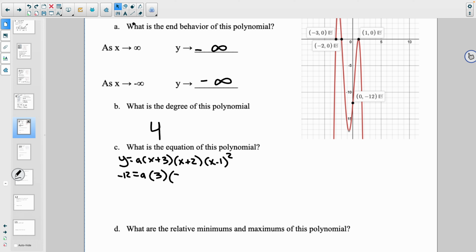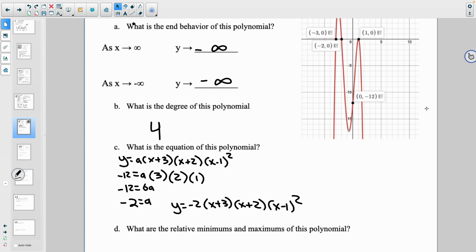This is just going to be 2. 0 plus 2 is 2. 0 minus 1 squared is just 1. Remember, it's still going to be positive. So 3 times 2 times 1 is 6, so we get negative 12 equals 6a. We divide by 6, so we get negative 2 equals a. So my final equation is going to be y equals negative 2, (x plus 3)(x plus 2)(x minus 1) squared.